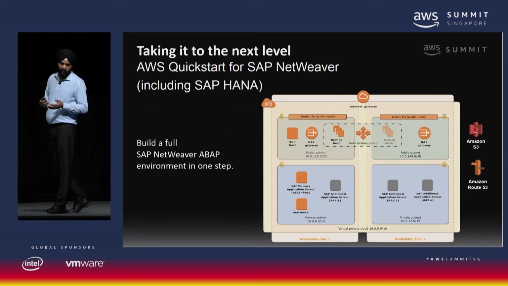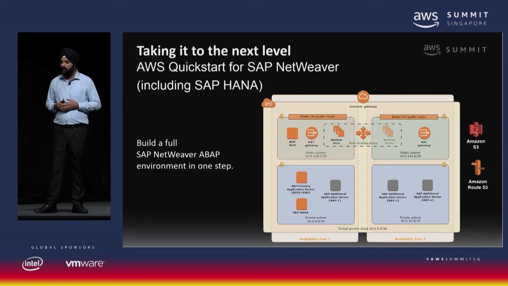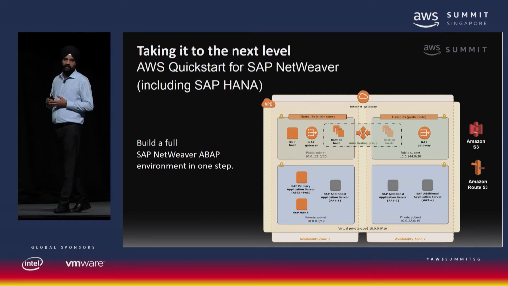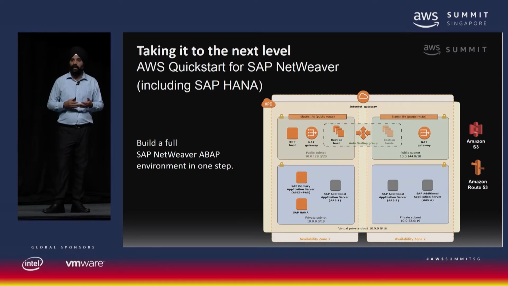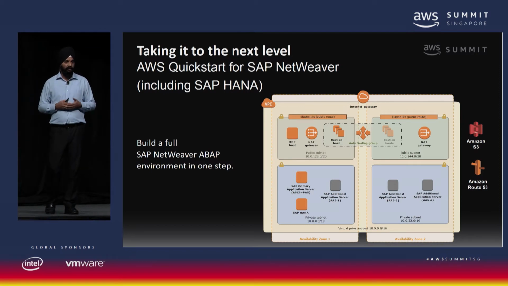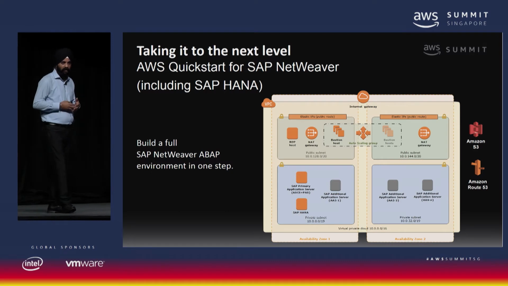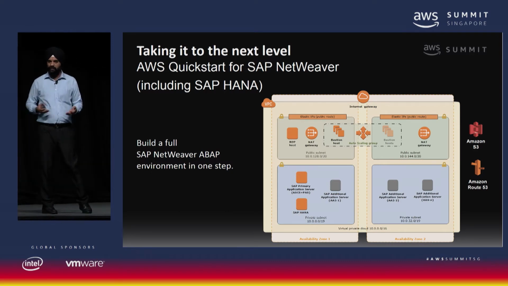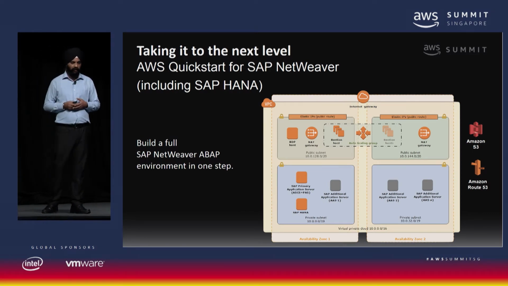And then towards the end of last year, we released the SAP NetWeaver Quickstart, which takes the HANA Quickstart to the next step. Now customers can not only deploy SAP HANA, they can create a complete SAP NetWeaver ABAP suite in under 2 hours on the AWS platform. So this Quickstart first builds the underlying infrastructure of VPC and subnets, installs SAP HANA, and then installs the SAP NetWeaver stack as well.